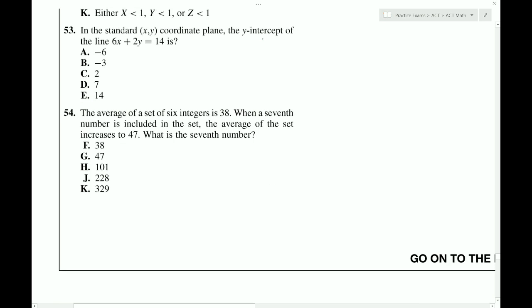In the standard xy coordinate plane, the y-intercept of this is. So to get the y-intercept, I'd have to subtract 6x first. Alright. And I get 2y equals minus 6x plus 14. Then I divide by 2 in every single spot. So that can be y equals minus 3x plus 7. So the y-intercept is just 7.